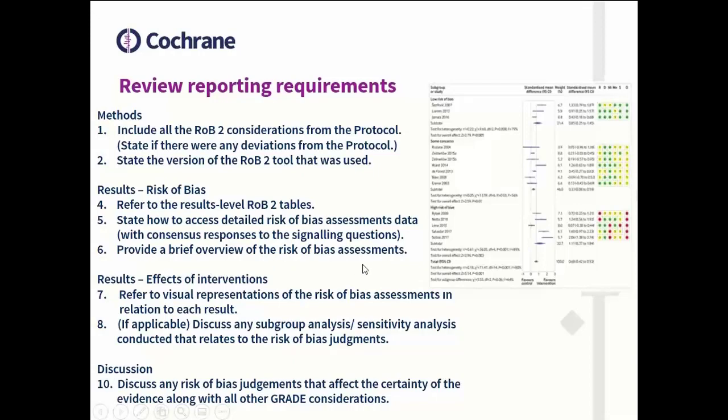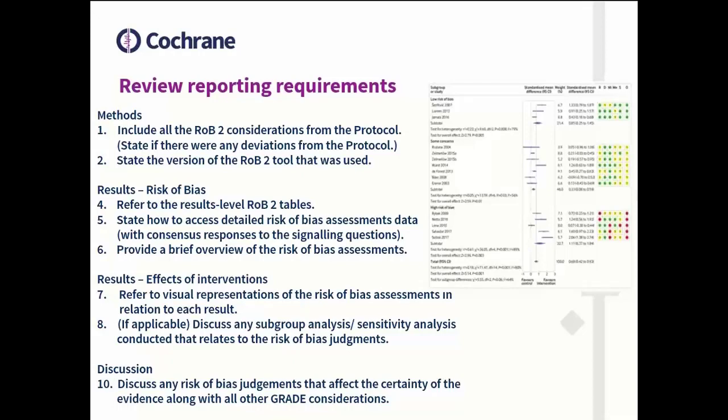Provide a brief overview of the risk of bias assessments. So this is where it does really differ from the original risk of bias tool, because rather than go through each domain and write in detail about each domain, we ask you to provide overall comments on key aspects of the risk of bias assessments and consider whether there are important differences in the risk of bias by outcome. So that's important because risk of bias 2 is by outcome and not by study.